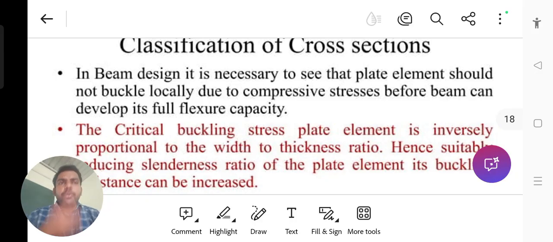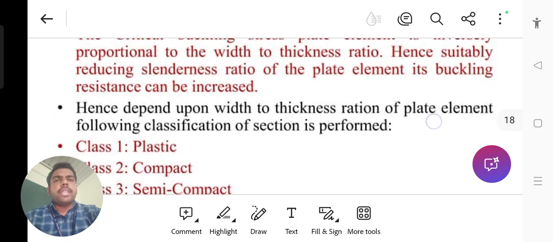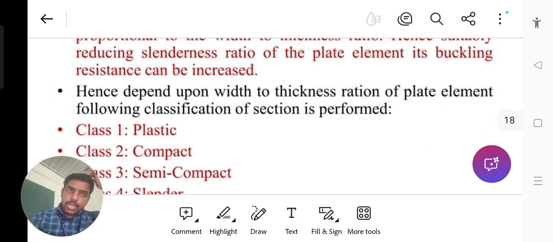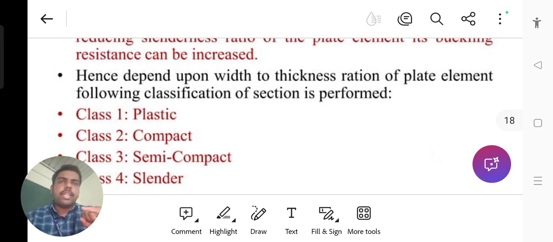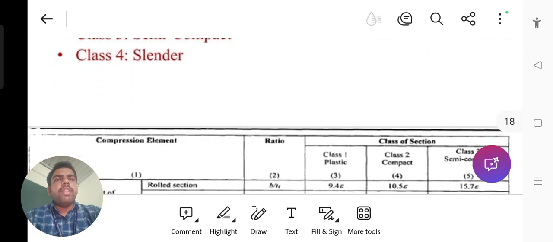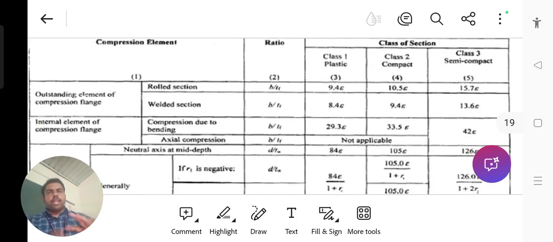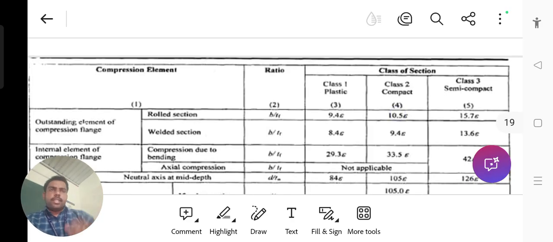It is necessary to see that the plate element should not buckle locally due to compressive stresses before the beam can develop its full flexural capacity. Depending upon the classification, the section will be classified into four categories, that is plastic section, compact, semi-compact, and slender. What is the plastic section, what is the compact section, what is the semi-compact section?